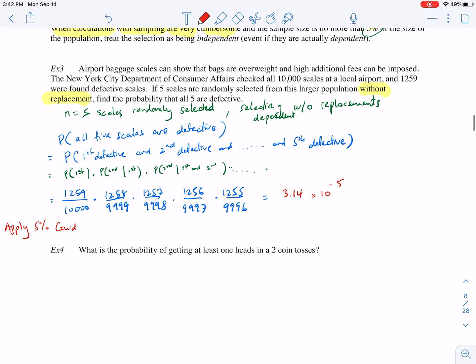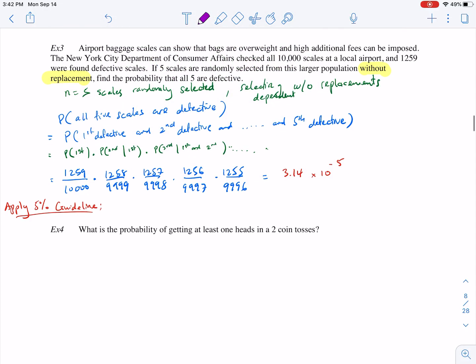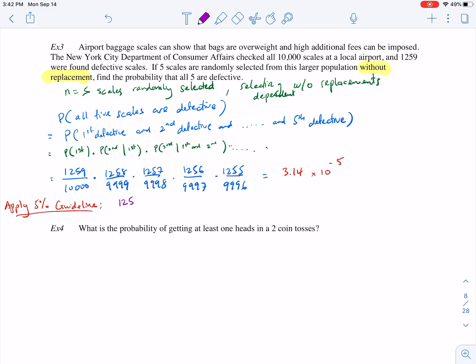5% guideline for cumbersome calculation. So let's go ahead and do that. That means these selections are treated as independent. If they're independent, we just take the multiplication of these numbers 5 times. So we're going to say the probability of the first one being defective will be 1259 over 10,000 times the probability of the second one defective, 1259 over 10,000. And then we're going to keep doing this 5 times because there's 5 scales being selected.